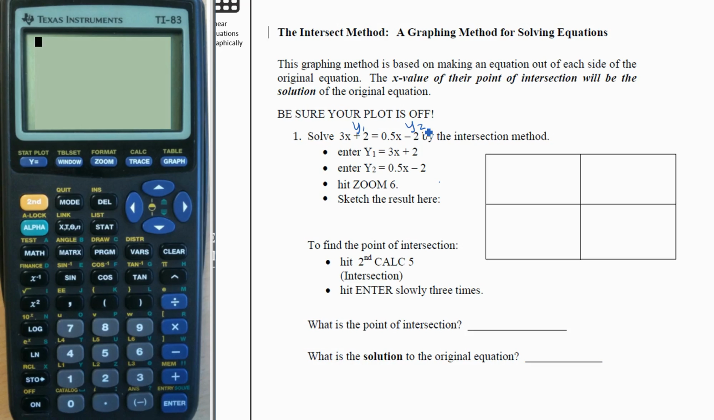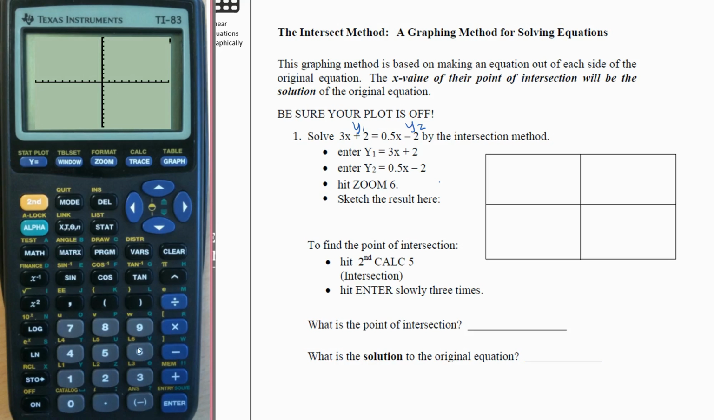Now this says make sure your plot is off. If you hit the y equal, if it wasn't off, this plot one would be highlighted. It would look like this. You may have done that for another class. So you just go up to it, hit enter, and it will not be highlighted when it's off. Okay, so we're going to put this 3x plus 2 in y1, and then in y2 we're going to put 0.5x minus 2.